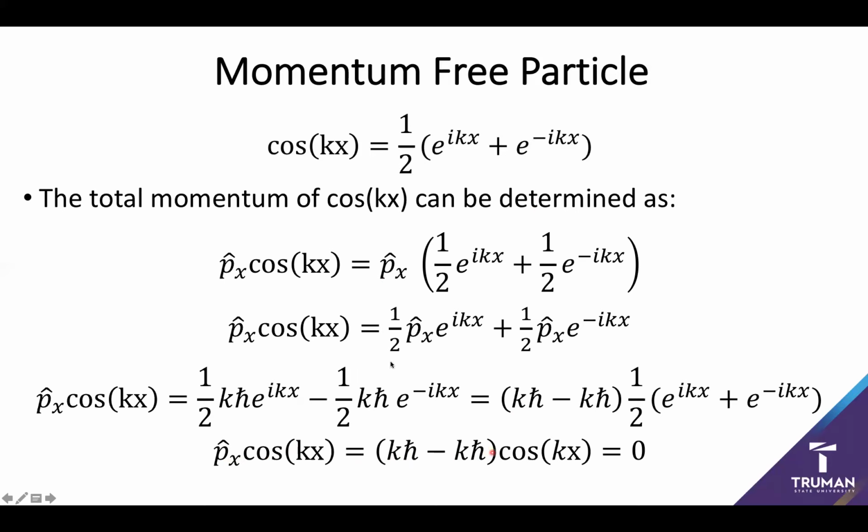Another way to think about this is by applying a momentum operator, or any operator, to a wave function. If I'm able to break this wave function down into the constituent eigenfunctions of my operator, then my ending eigenvalue, quote unquote, is going to be simply the sum of the eigenvalues of each part. So in this case, kh bar minus kh bar, well, that's 0. Turns out that a free particle with this wave function has a momentum of 0.